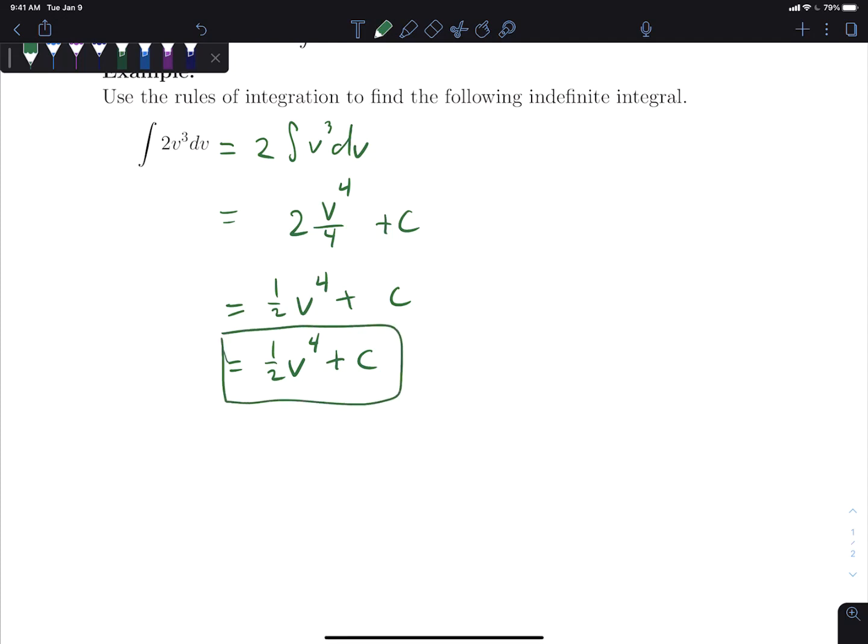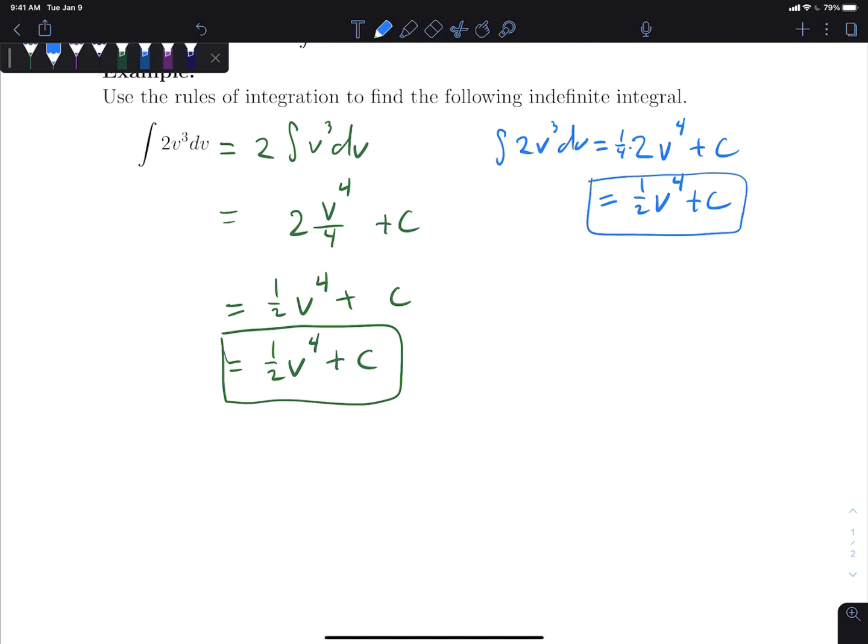Now I'm going to go ahead and show you a slightly quicker way of doing this. So if we have the integral of 2v cubed dv, don't worry about bringing the 2 out front, just rewrite it. 2, and then v to the, well, 3 plus 1 is 4, and then out to the front, write down 1/4 times that, plus c. Because that's the reciprocal of 4. 1/4 times 2 is a half, v to the 4th power, plus c.